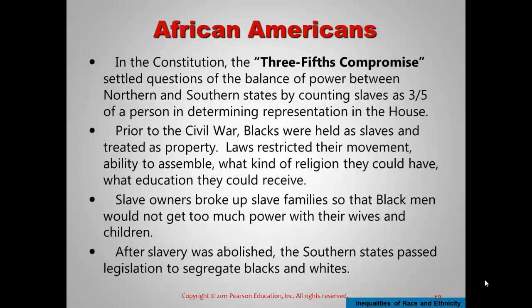In the Constitution, the 3/5 compromise settled the questions of the balance of power between the northern and southern states, and there was a big battle over that as the Constitution was being formed.